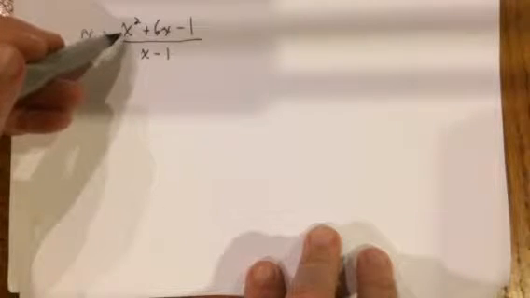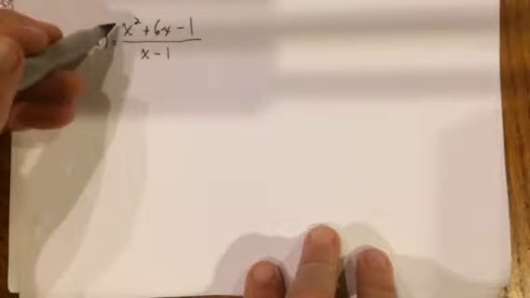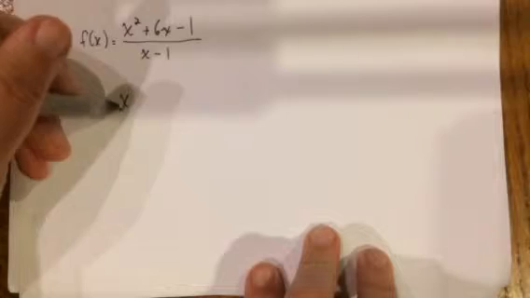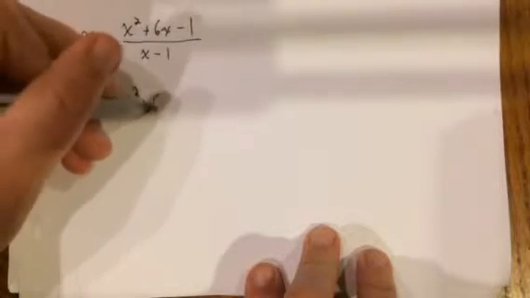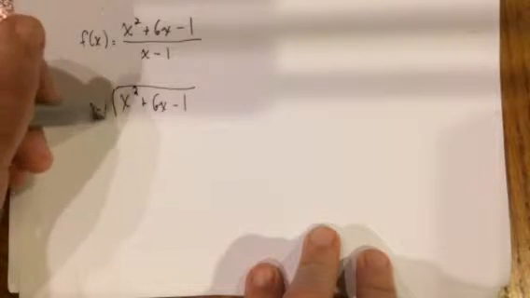And this time it's harder for me to see because they're not the same. The top isn't less this time, the top is more. So I'm going to go ahead and literally divide it out. 6x minus 1, divided by x minus 1.